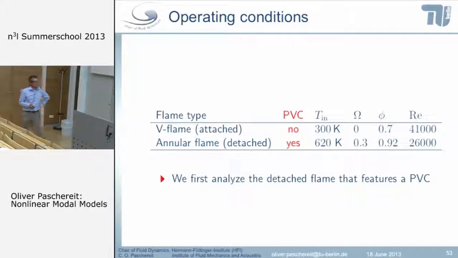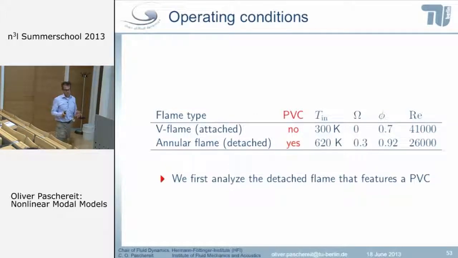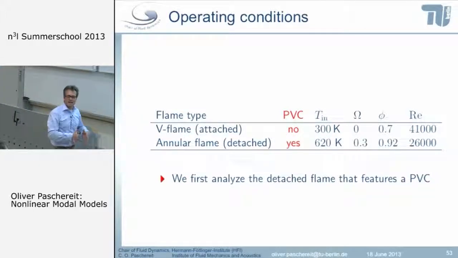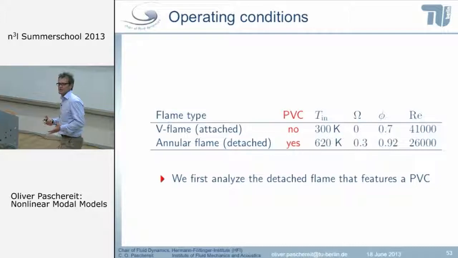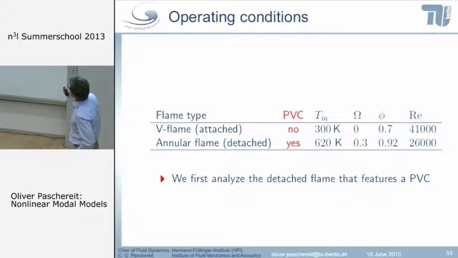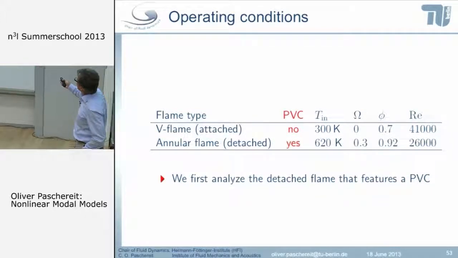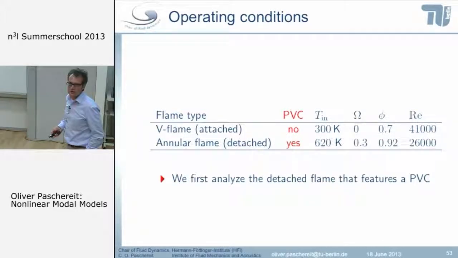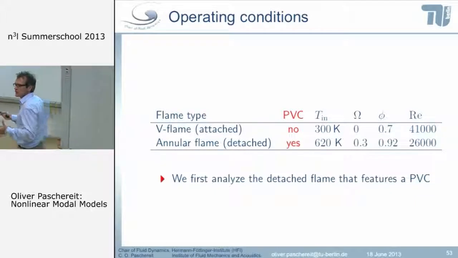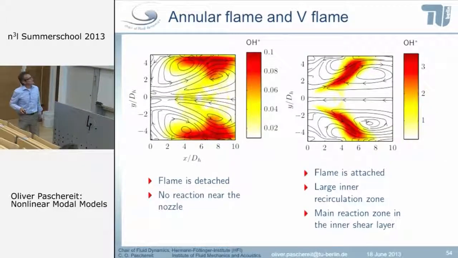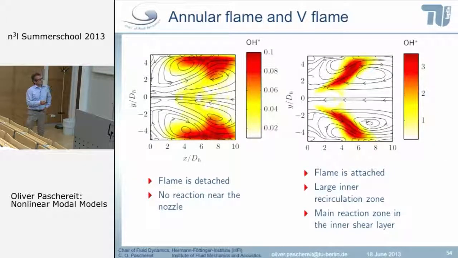So we looked at two types of flames. It's the same combustor, but in one case, we added a lot of steam to the combustor, and that led to a completely different type of flame. This led to an annular flame, and in this annular flame, we have a precessing vortex core, while in the V flame without steam injection, so steam injection 0, we have no precessing vortex core. All the other boundary conditions were the same, speed, same swirl number, and so on. So no changes here. And if we look at the two flames, then you can see here the differences.